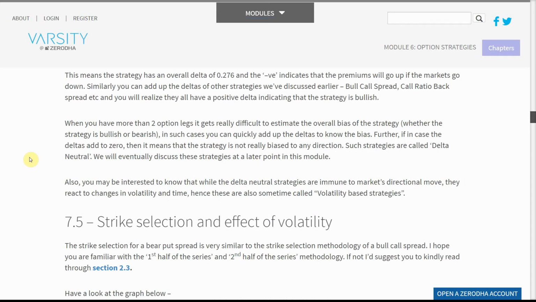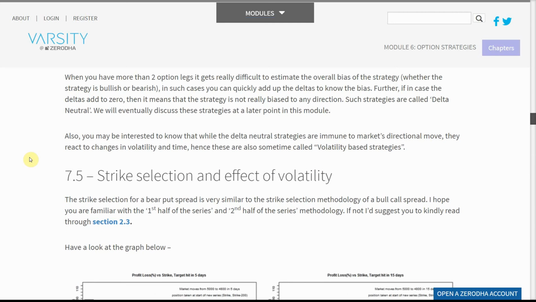Further, if the delta is close to zero, then it means that the strategy is not really biased to any direction. Such strategies are called delta neutral. We will eventually discuss these strategies at a later point in this module. Also, you may be interested to know that while delta neutral strategies are immune to the market's directional move, they react to changes in volatility and time. Hence, these are also sometimes called volatility-based strategies.